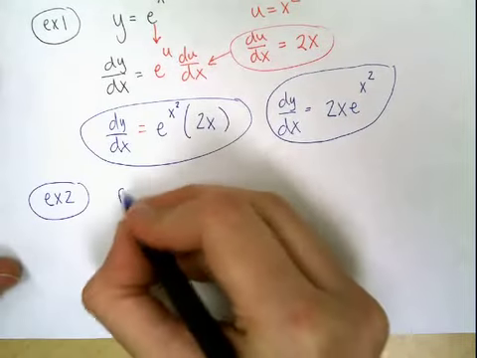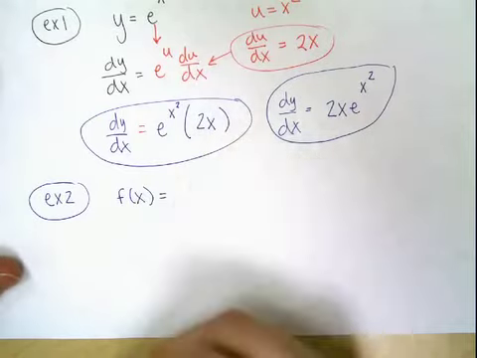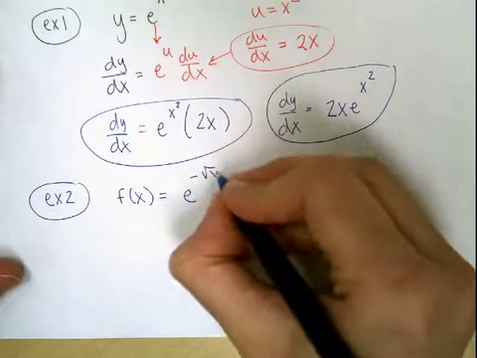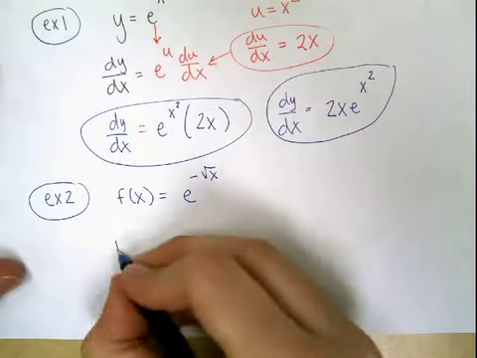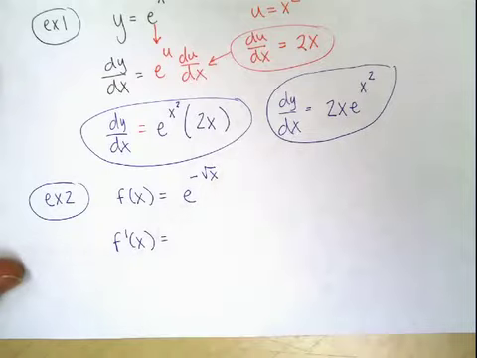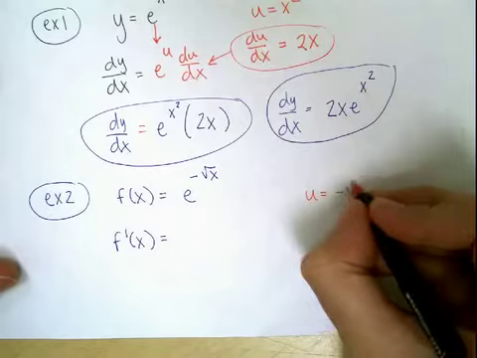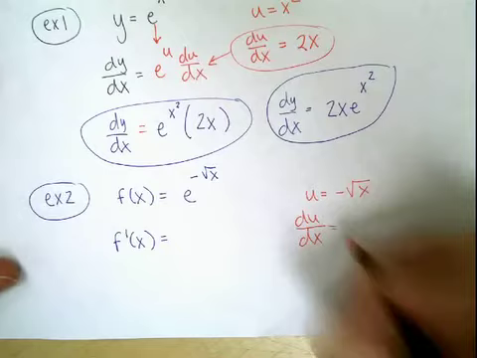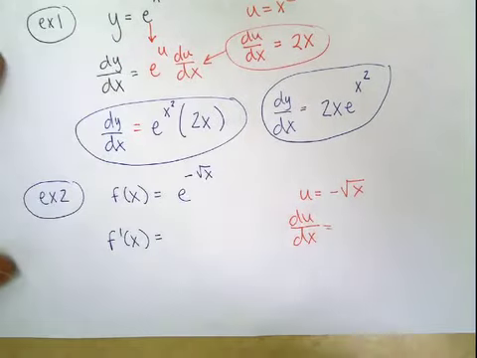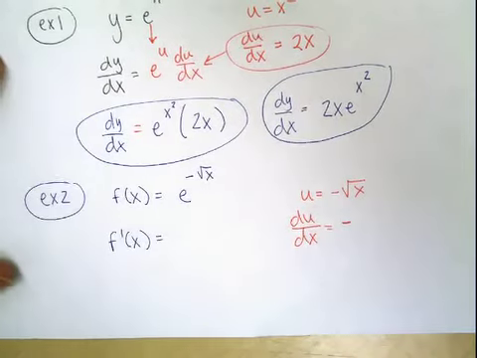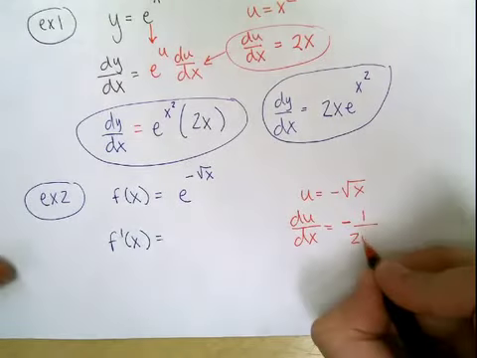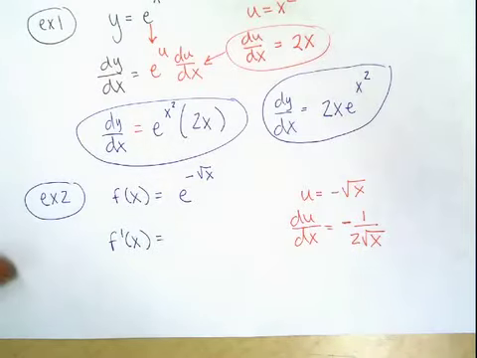Let's say you had f of x equals e to the negative square root x power. And I want to find, what does f prime of x equal? So in this case, u is negative radical x, and du dx, the derivative, is going to require the radical rule. The negative sign, I'll just leave it right there as a negative sign. But radical x, it's the derivative of the inside, that's 1, over 2 times itself, 2 radical x.